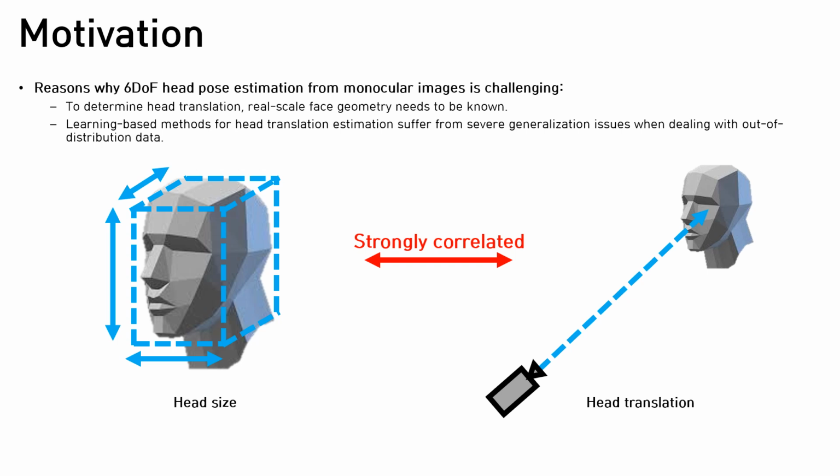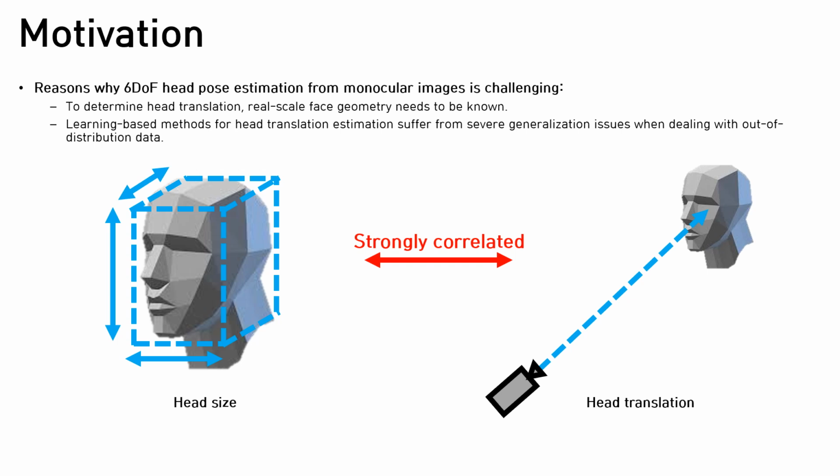1. To estimate head translation, real-scale face geometry needs to be known. However, to determine real-scale face geometry, head translation must first be estimated. In other words, head translation estimation and real-scale face geometry estimation are strongly correlated.